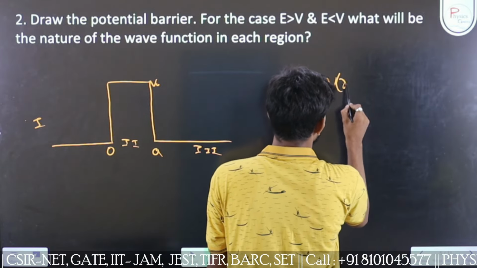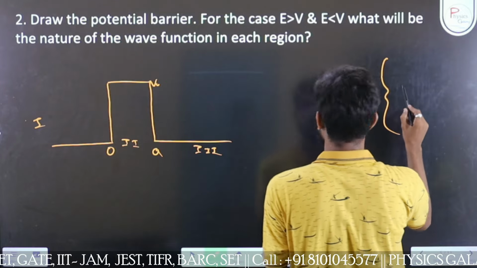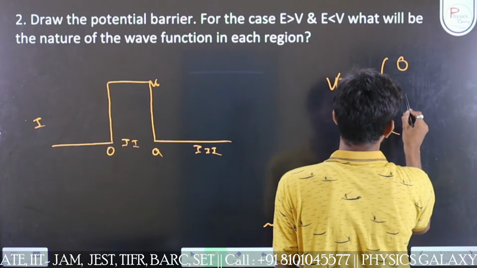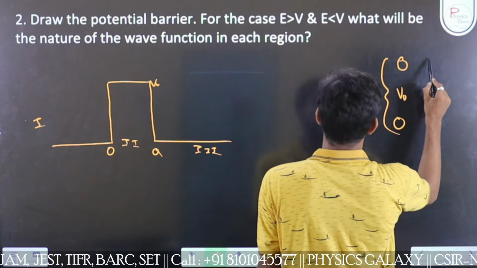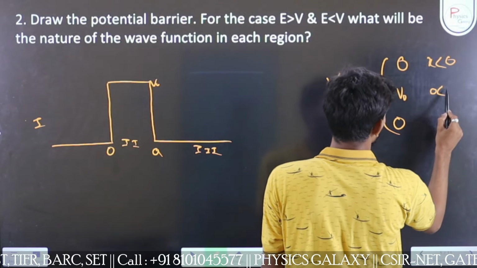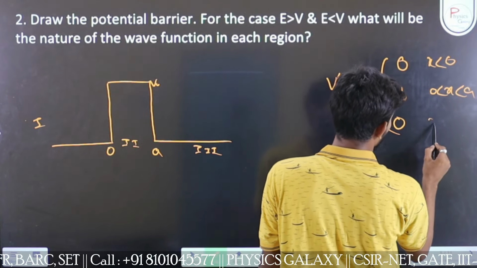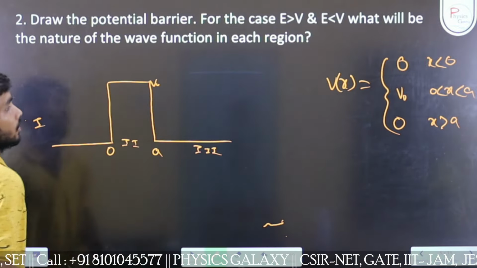Here V of x is equal to 0, V0, and 0, for x less than 0, 0 less than x less than a, and x greater than a. This type of potential. Okay.